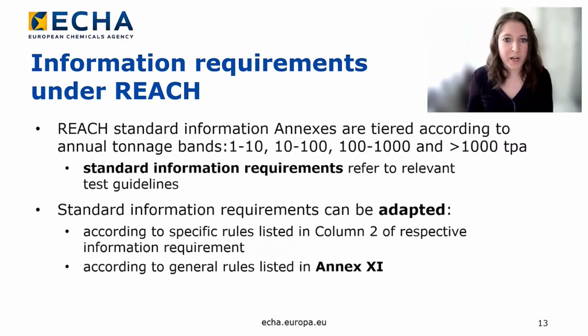The information requirements under REACH depend on the per annum tonnage band of manufacture or import. The standard information requirements are laid down in the REACH Annexes 7 to 10 and refer to relevant test guidelines, such as guidelines from the OECD. And these standard information requirements can be adapted, for example, according to specific rules applying for the different endpoints, or according to the general rules listed under Annex 11, which includes read-across adaptations.